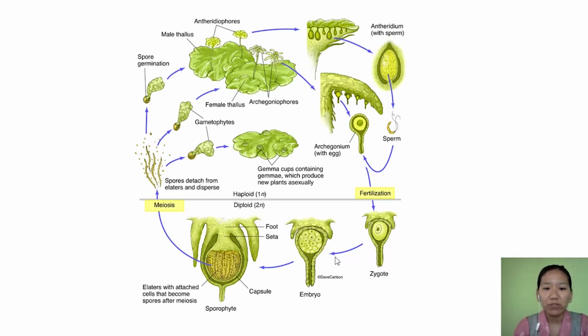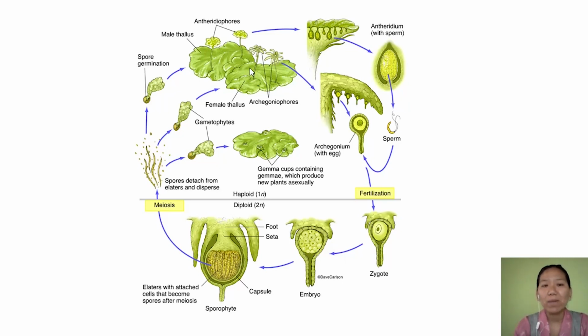Now this zygote will undergo further mitotic division and produce a multicellular structure called a sporophyte. Here the sporophyte is not so well developed as in the case of mosses, and the sporophyte body has a capsule, seta and foot. These are present on the Marchantia body. As discussed, the Marchantia thallus is the gametophyte because it produces gametes and is haploid in nature.